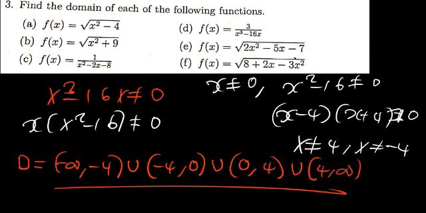Does that make sense? Yes, it does. So I had to factor out x, like we said. Yeah, so that is my domain. So that's how we find the domain of a rational function and radical function. Okay.